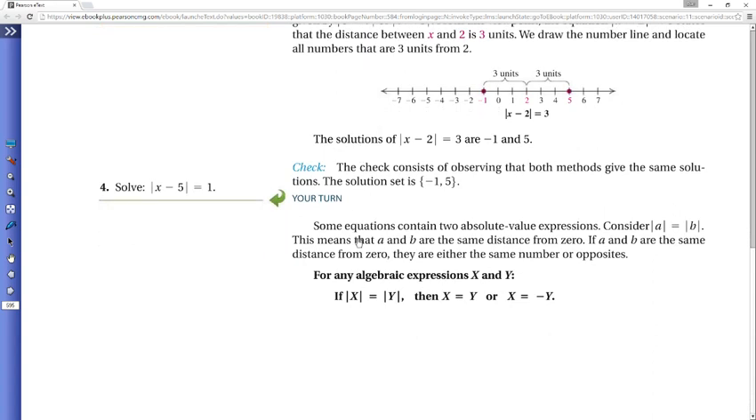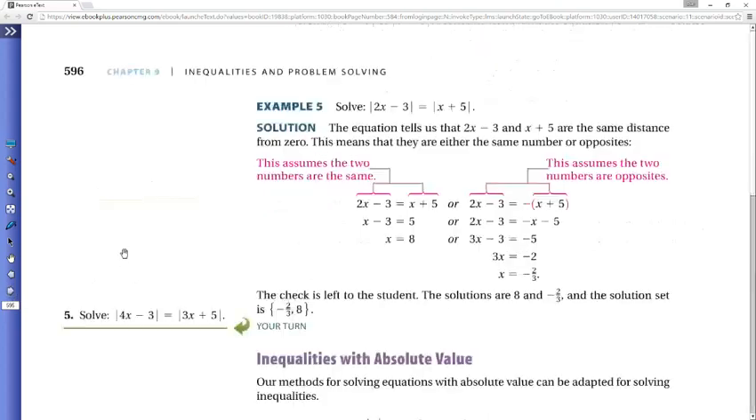So some equations contain two absolute value expressions. Consider this: the absolute value of A equals the absolute value of B. Here are any algebraic expressions x and y. Remember, the capital letters are usually talking about expressions. It says if the absolute value of expression x is equal to the absolute value of expression y, then x is equal to y, or x is equal to negative y. Looks pretty close to that same principle we've been working with, right?